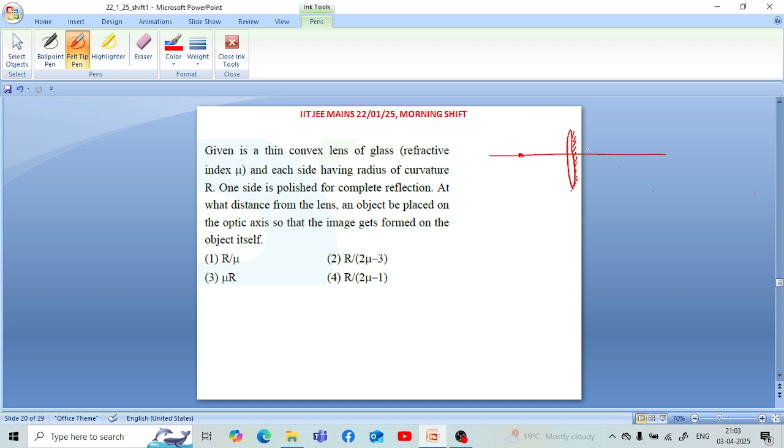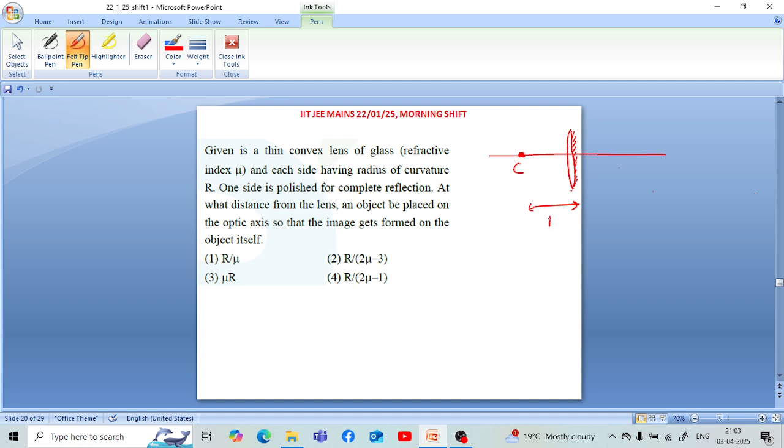As I have said, this particular lens having one side coating acts as a mirror basically. So for the mirror, we know that the image gets formed on the object itself when the object is at the position of center of curvature. So the placement of the object should be at the center of curvature with respect to this assembly.